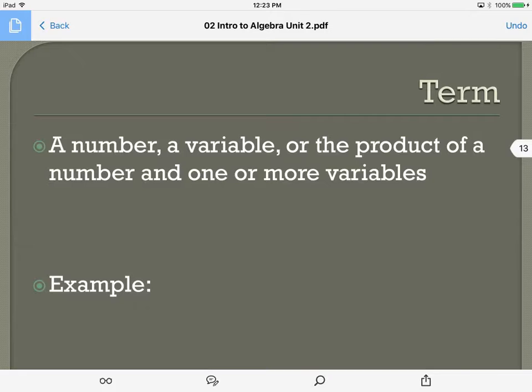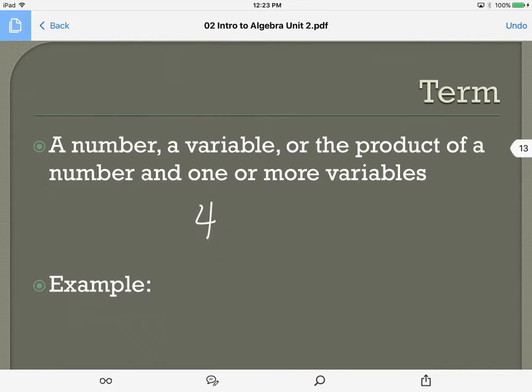The first term is term. A number, a variable, or the product of a number and variable, and one or more variables. Now notice it does say product, right? So you can multiply two things, you can't add them for a term. So what that looks like is the following.